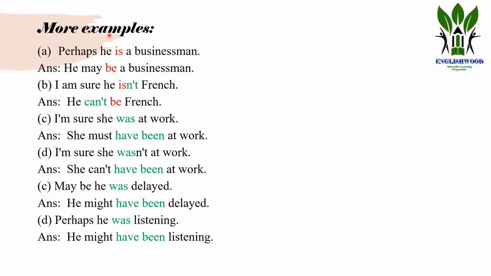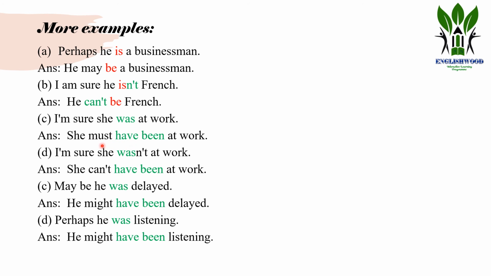Now look at this one. Now it's easier when there is only is and are, which means be. Okay, is, are means be. So he is a businessman. He may be a businessman. Is means be, and isn't means can't. Okay, can't be. Was means have been. Okay, wasn't means can't have been.